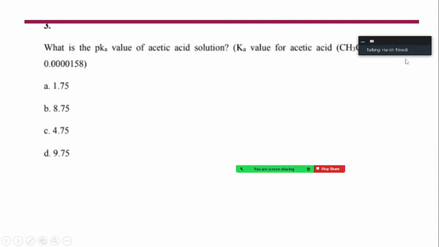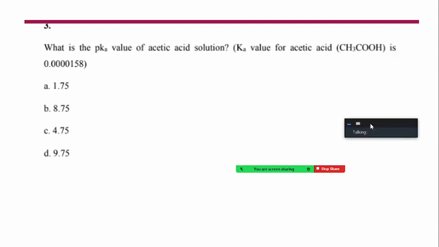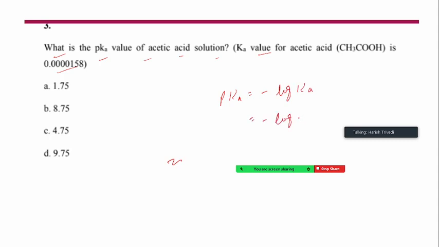Okay, question number 3. What is the pKa value for acetic acid solution? The Ka value is given, and you need to find the pKa value. How will you find it? It is simple. pKa is simply like pH value. It is minus logarithm of the Ka value. If you use a scientific calculator, just put this value in.